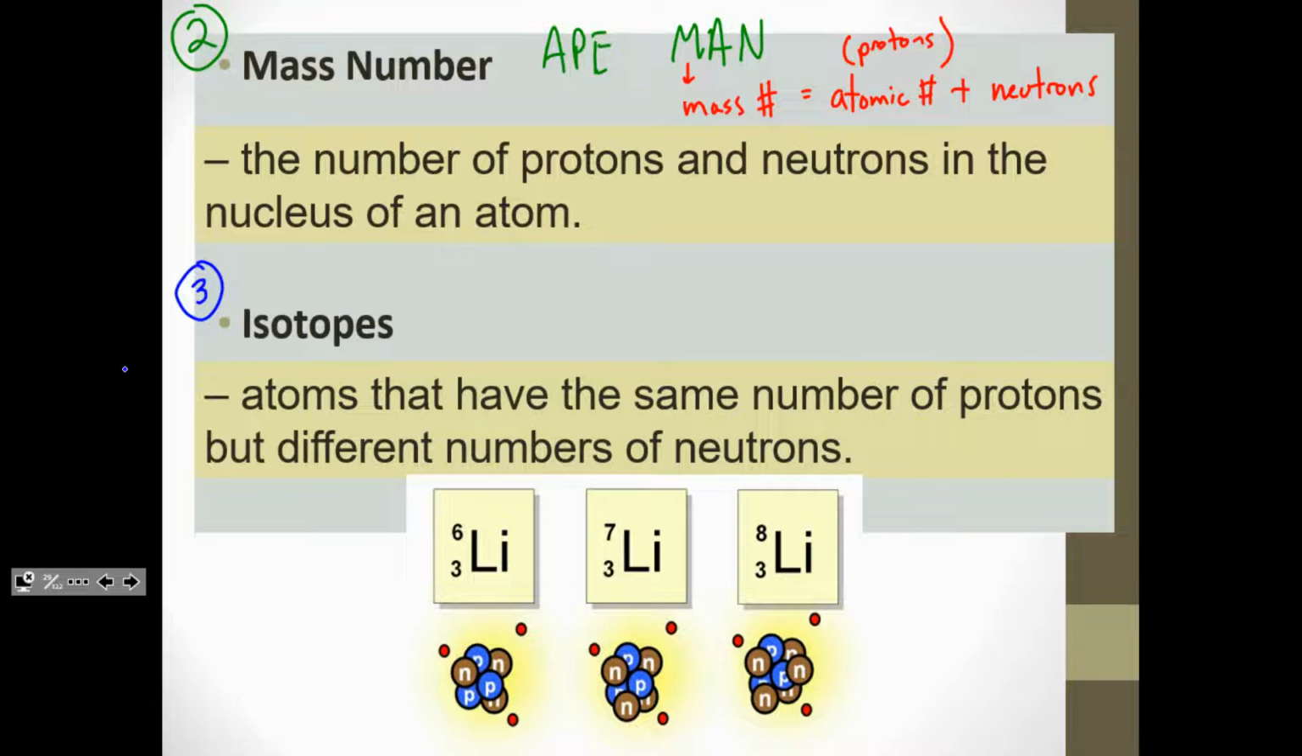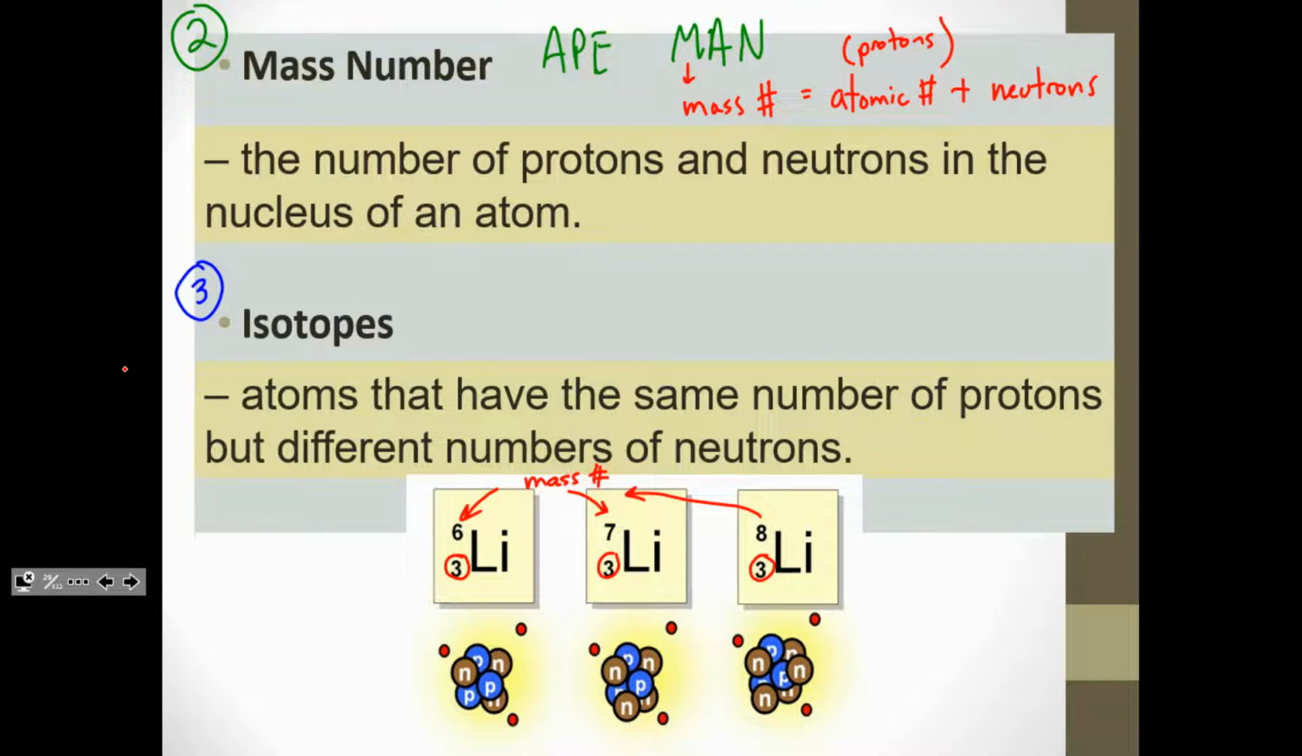So let's look at these three elements here. They're all the same, they're all lithium, and you'll notice that the atomic number, the number of protons, is 3, because that's the atomic number for lithium. The mass numbers on top are all different. We have 6, 7, and 8. And again, the ones on top, these are going to be the mass numbers.